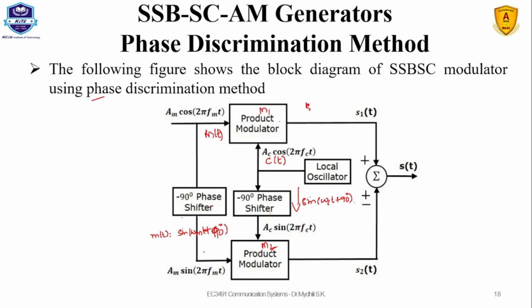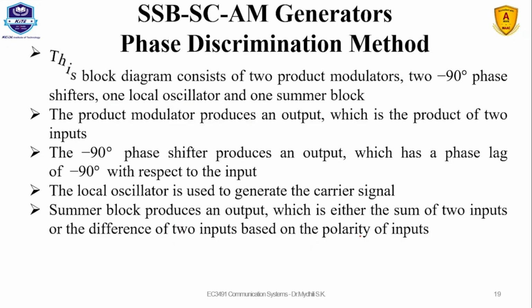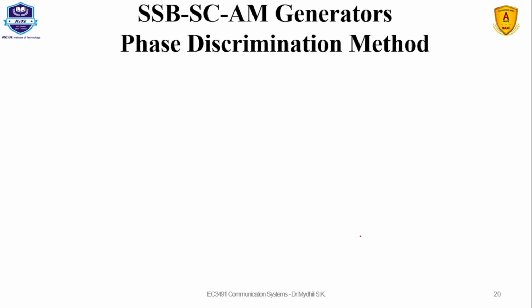Here this will be producing an output. For example, this is the output S1 of t, just a product: message signal M of t into carrier signal C of t, whereas here, in this case, S2 of t will be the same. Let us take this as M1 and this as C1. Here it will be M2 of t and C2 of t. C2 of t is the phase shifted version, and the message is also a phase shifted version. Now we'll derive how the same is obtained. So this is theoretically explained here.